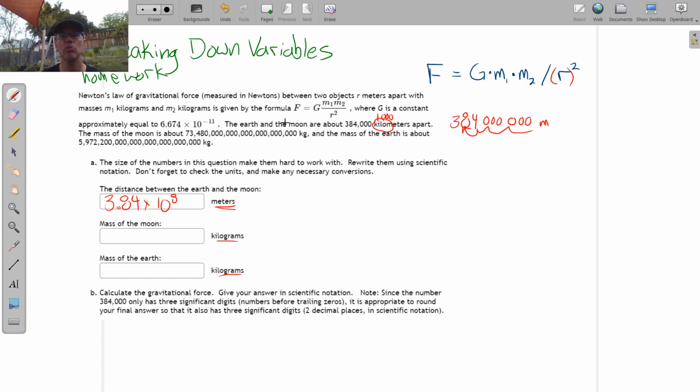Next, the mass of the moon here in kilograms, the units match. I need to move it a bunch of groups of 3. So how many? 1, 2, 3, 4, 5, 6, 7 groups of 3. So that'd be 21 places, and then one more place, because in scientific notation, you can only have one digit to the left of the decimal. So this would be 7.348 times 10 to the power 22.